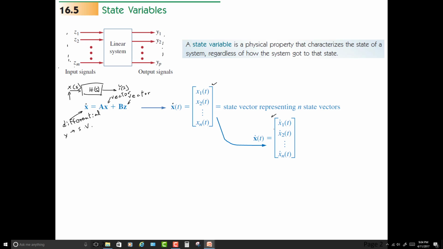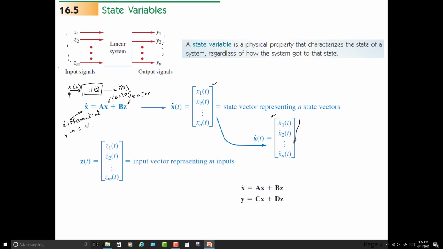A vector of differentials is exactly this one right here. Now, the input is a vector of inputs, and there are m of them. Notice the subscripts chosen are different because there can be m inputs and n state variables. That might be more than the m inputs, it might be less, could be a lot less. It's just not the same number. And as a final thing, there are p outputs.